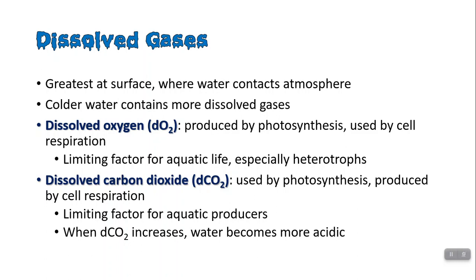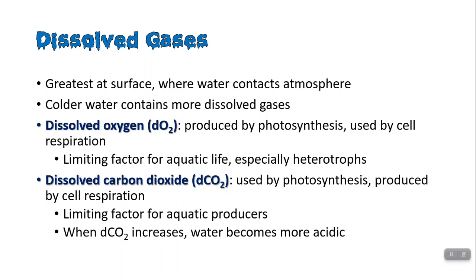Dissolved oxygen is produced by photosynthesis and used by all organisms when they are performing cell respiration, which they use to break down food. It's a limiting factor for aquatic life, especially for anything that consumes other organisms. It's not as big of a factor for producers because they produce their own oxygen as well. Dissolved carbon dioxide is the flip side of dissolved oxygen in that it's used by photosynthesis, but produced by cell respiration.